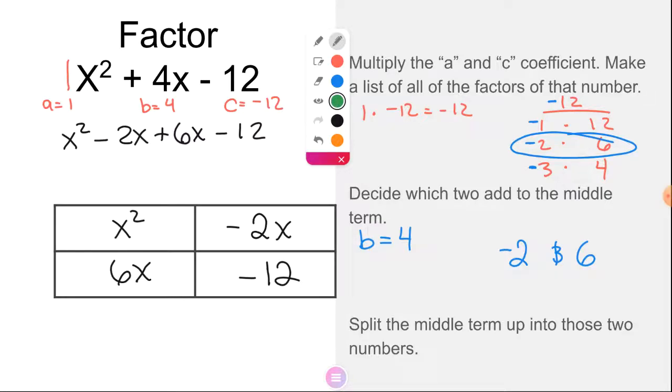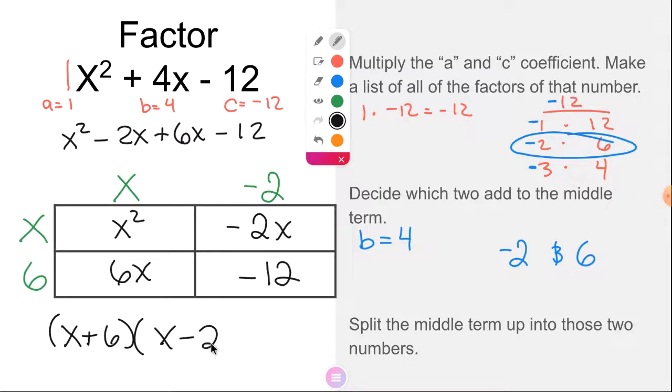Okay, factoring out our greatest common factors at the bottom, we're going to have a 6. Next will be x. Here we have x and negative 2. So our final answer in factored form is x plus 6 times x minus 2.